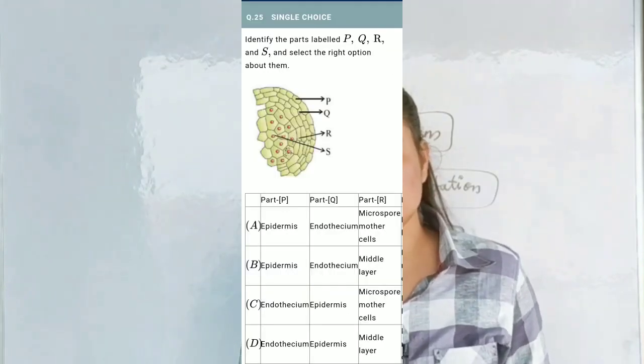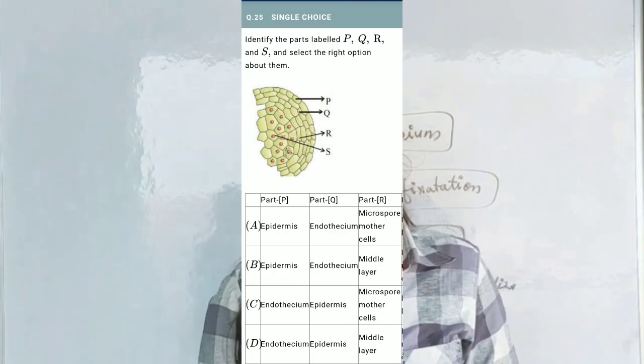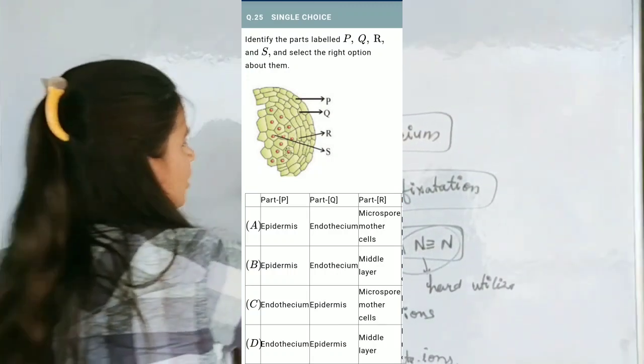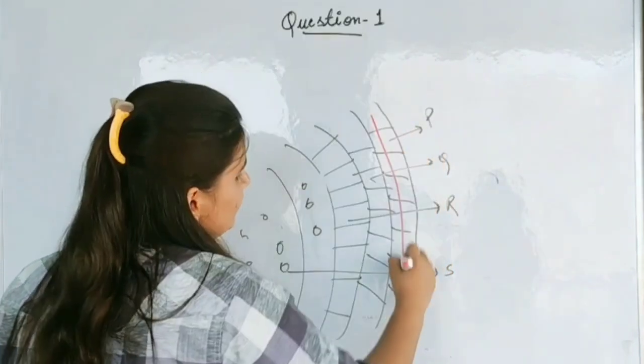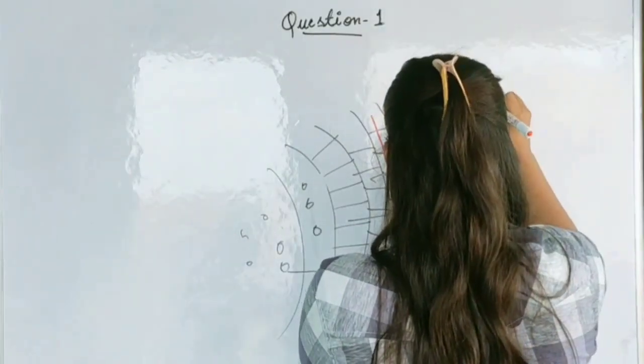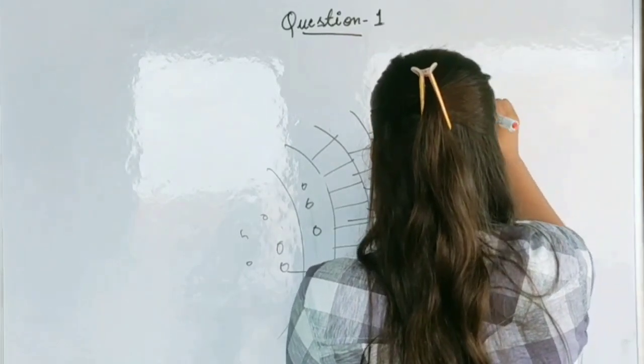Identify the parts labeled P, Q, R and S. Now if we talk about the structure given, the P, that is the outermost layer, it is epidermis.